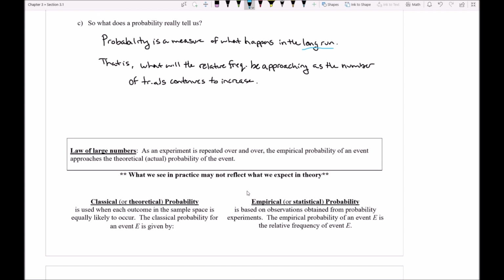So probability is this measure of what happens in the long run. And it's an important thing for us to keep in mind as we think about how we use probability in the sections to come.